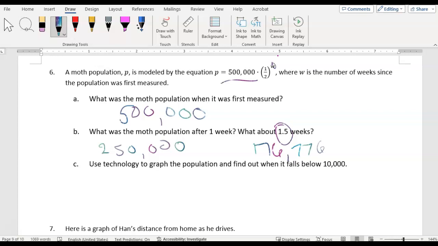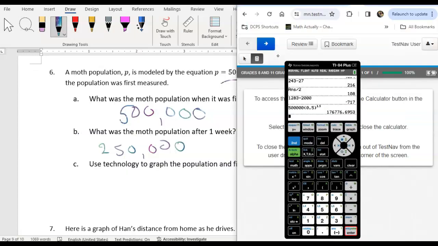It says use technology to graph the population and find out when it falls below 10,000. So let's do that. That's why I have this calculator app open today. So we have 500,000 times 0.5, or 1/2, to the power of x. And let's go ahead and graph that. So we obviously cannot see this, which would mean that we would need to zoom out a bit. Let's go ahead and do that. And now we can see this graph here.